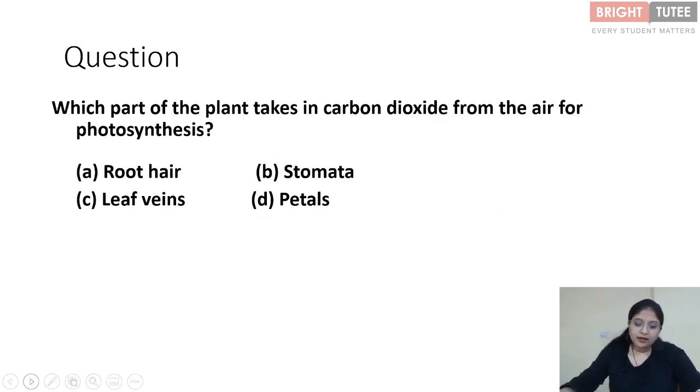Which part of the plant takes in carbon dioxide from air for photosynthesis? So for this particular purpose, stomata is the part of the plant which is present on the lower side of the leaf, and this stomata is a simple opening that is guarded by guard cells, and with the help of this stomata the exchange of gases takes place.